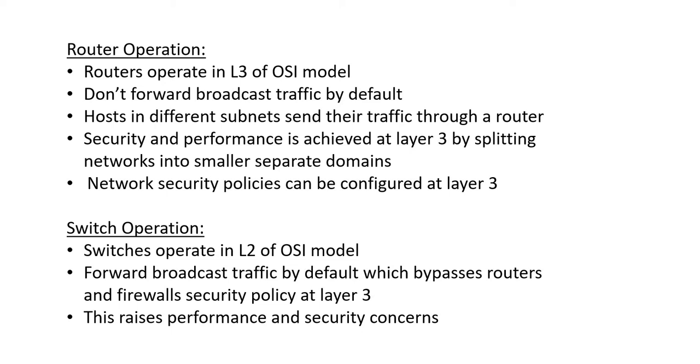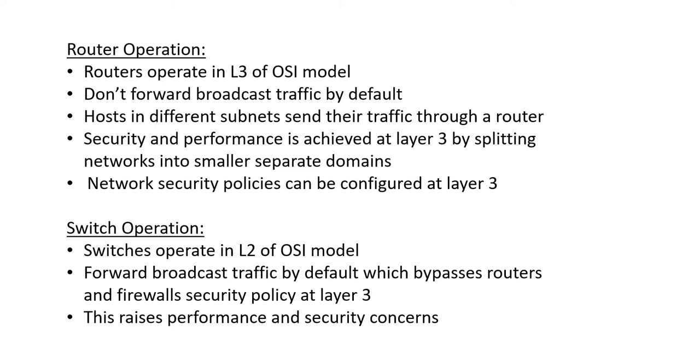That means if the engineering department computer, let's say it is set up in a separate subnet, wants to communicate with the sales computer that is set up in another subnet, a router typically is going to be needed to be able to send that traffic between the 2 computers. Network security policies can usually be configured at layer 3.